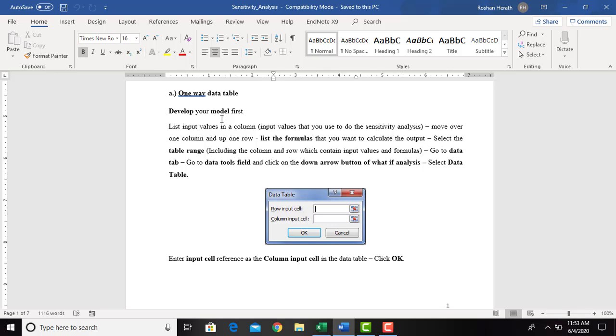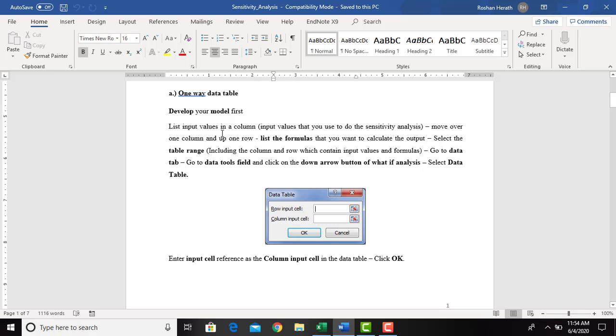Thereafter, what you are supposed to do is list down your input in a separate area. Say, in this particular case, you want to see when there is a change in the selling price, what is the effect that it has on the profit. If that is the case, your input is the selling price. So you may take several selling prices because you want to see what impact it has on the profit for different levels of input.